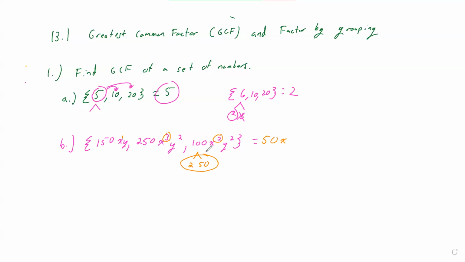One, if you wanted to write it, but we don't write the one. What about the y's? Do they all have a y in there? All right, so I'm going to write the y. What's the smallest power this time? One again, because I got a two, and then I got a one. So the largest amount that I can take out of everything is just one y. And so there you go. That would be your greatest common factor.